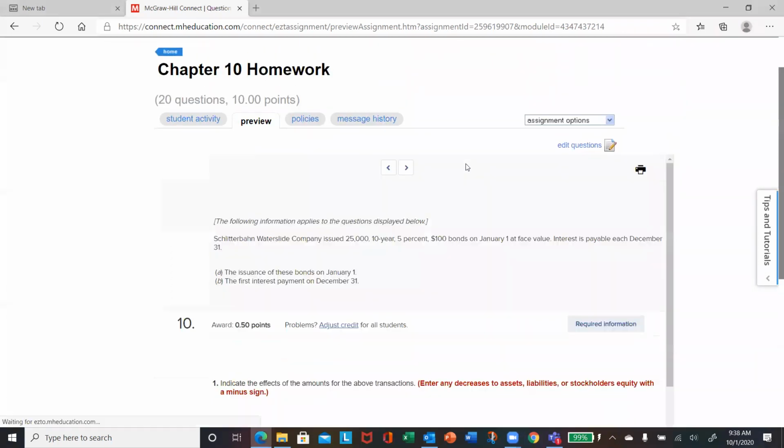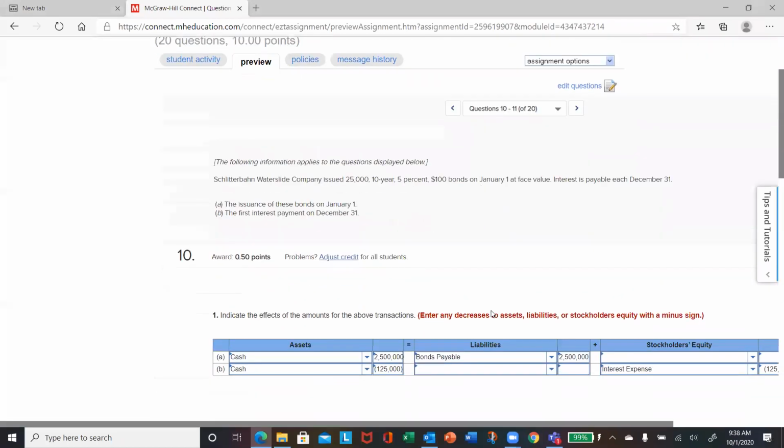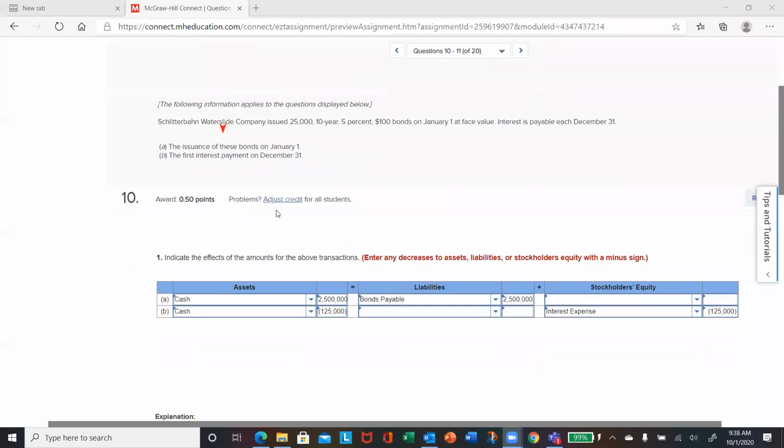All right. The next one, I believe, is actually 2 questions. So it's 10 and 11, and then I'll do a quick pause, and then we'll do a part 2 of the homework, because I believe there's 20 questions in total. So on this one, they issued 25,000 10-year 5% $100 bonds, that's the face amount of the bonds, on January 1st, again at face, interest payable each December 31st. So again, notice when they issued it. They want you to do the issuance of the bonds on January 1st, and then of course the first interest payment. So they break this down into 2 parts.